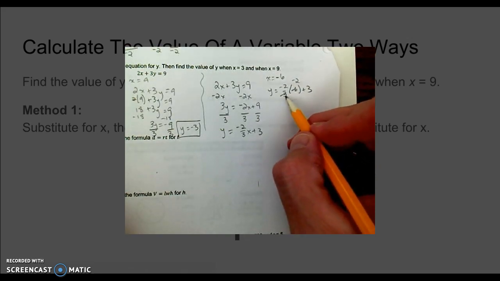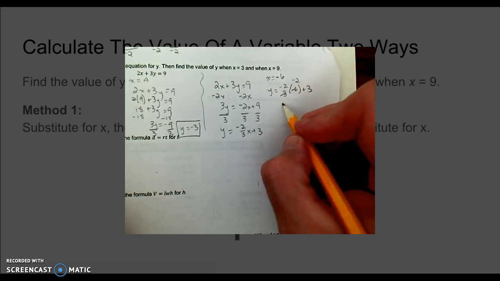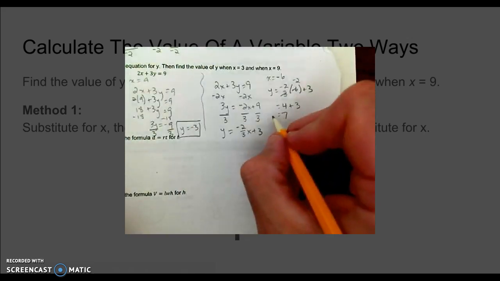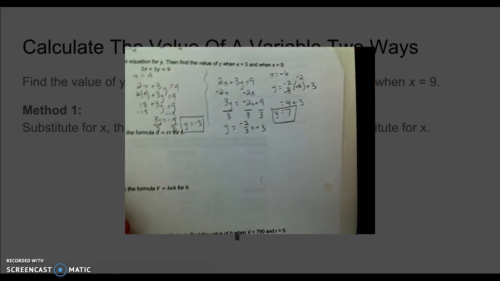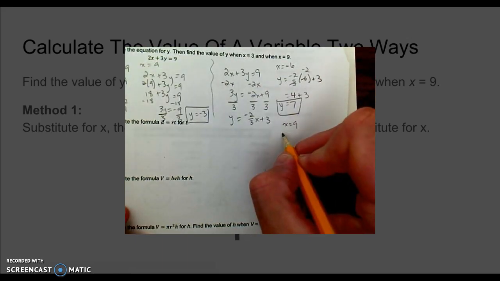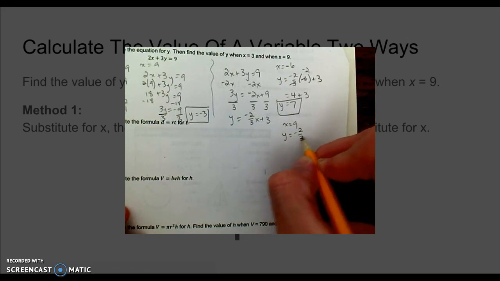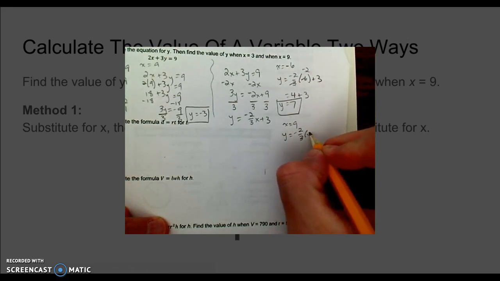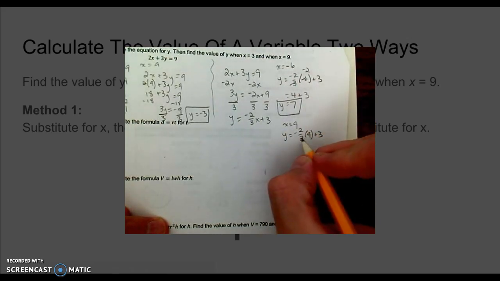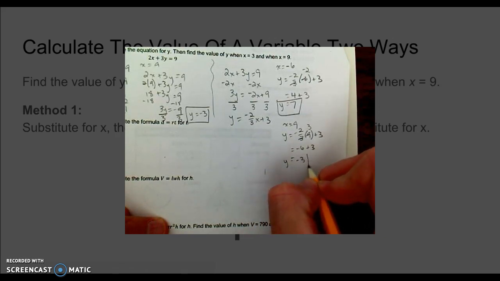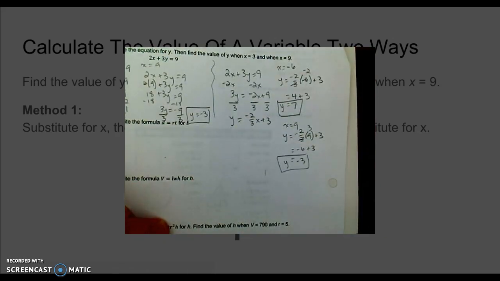So negative 6 divided by 3 is negative 2. Negative 2 times negative 2 is positive 4. 4 plus 3 is 7. Checks with what we had before. If we go ahead and do it when x equals 9, y equals negative 2/3 times 9 plus 3. So 9 divided by 3 gives 3. That's negative 6 plus 3. Y equals negative 3. Same as what we had here.